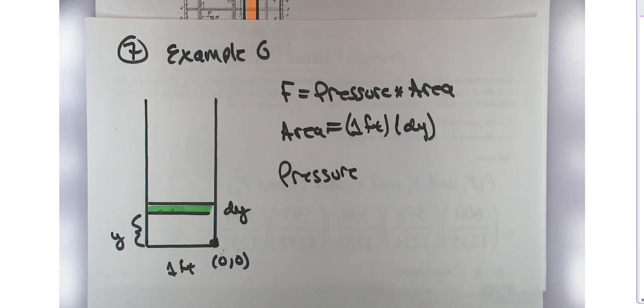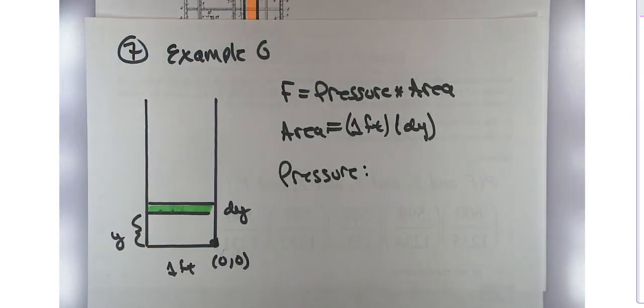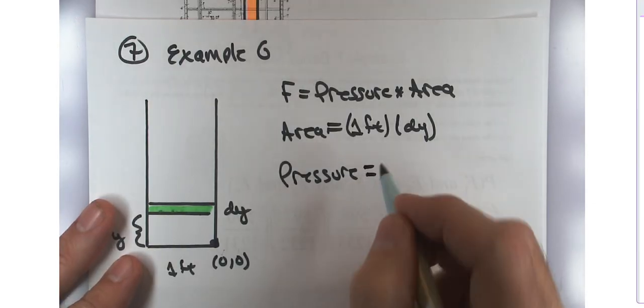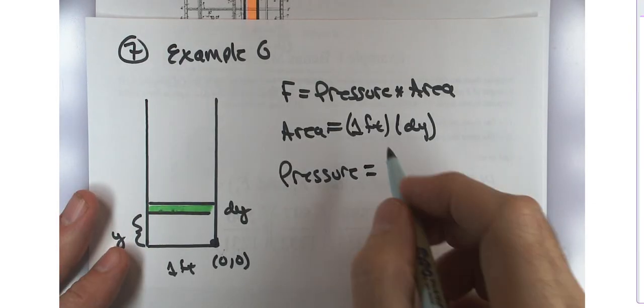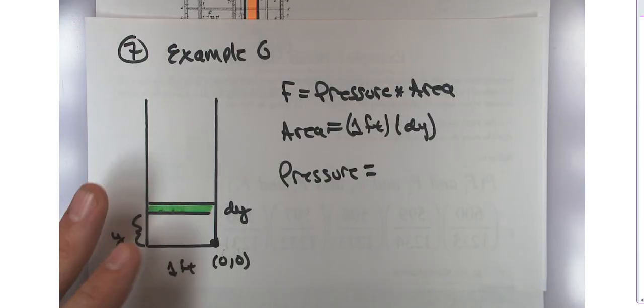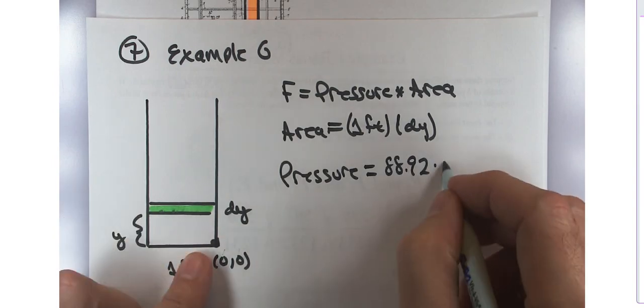Let's next find the pressure. So the pressure is going to be the density times the depth. We don't have to worry about that constant of gravity because it's kind of built in someplace. So the density times the depth. Now the density was, what was it, 88.92? I didn't catch that. Let me go back, take a look. 88.92, thank you. So 88.92 times y.